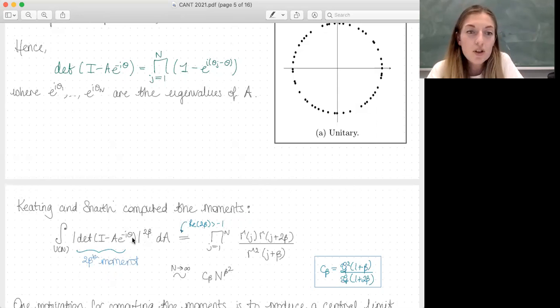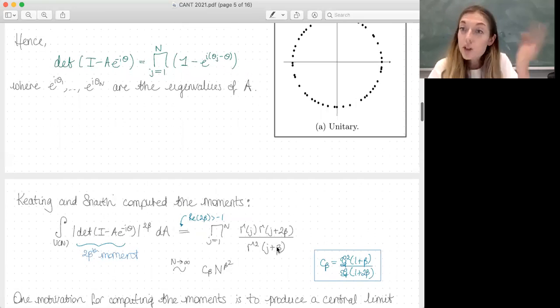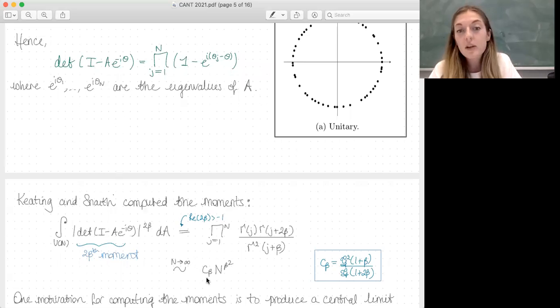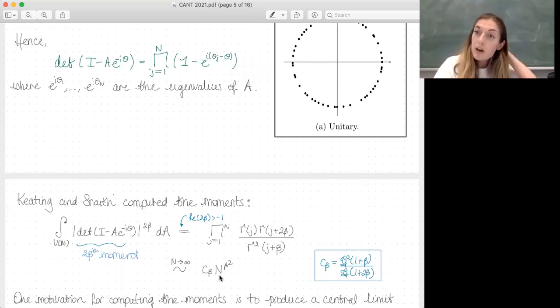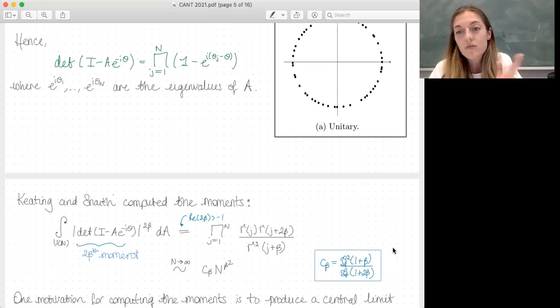The eagle-eyed amongst you might spot that there's no theta, there's no position-on-the-circle dependence on the right-hand side. That's all down to there being a rotation invariance in the measure, so you wouldn't expect theta to appear on the right-hand side. And because we have all the information, in particular we have the leading order. These moments grow like the matrix size to the power beta squared, with a particular coefficient that's completely identifiable as this ratio of Barnes G functions.